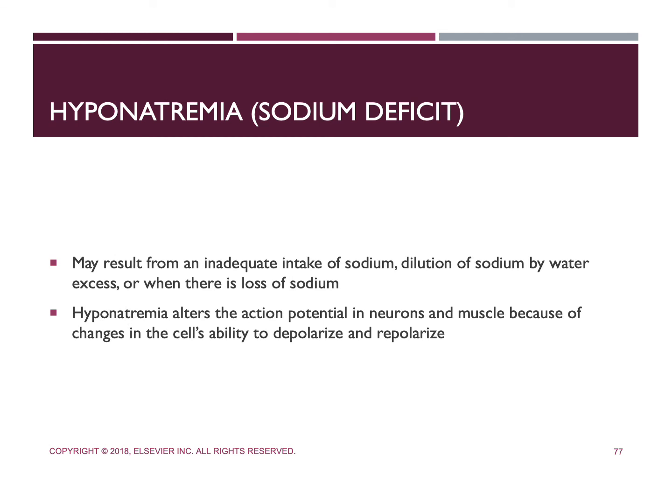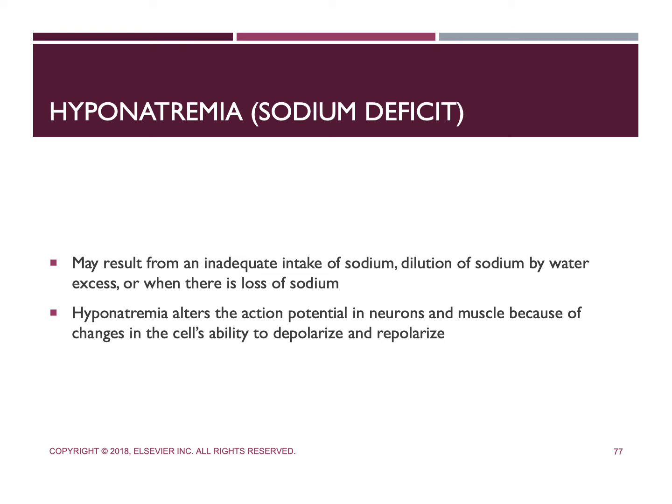Now, hyponatremia is going to be a sodium deficit. And what this may result from is an inadequate intake of sodium, a dilution of sodium by water excess, or a loss of sodium. So hyponatremia, and hyper always means high, hypo always means low, alters the action potential in neurons and muscle because of changes in the cell's ability to depolarize and repolarize.